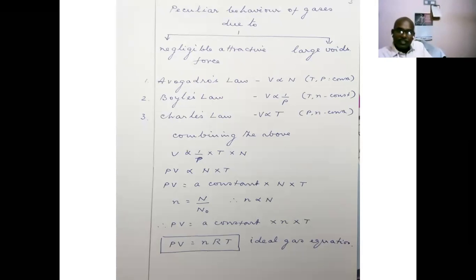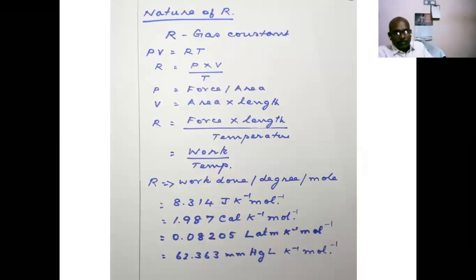And we have seen Avogadro's law, Boyle's law, and Charles' law. And we have also discussed the nature of the universal gas constant R. And at this juncture, I would like to tell you one more thing. Actually, universal gas constant is 8.314 joule per Kelvin per mole.